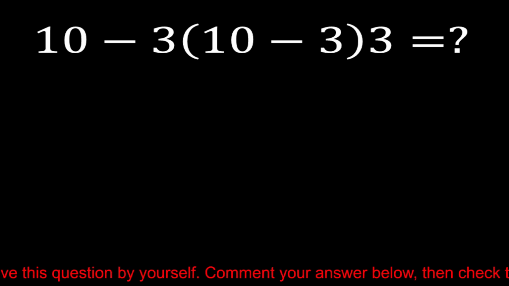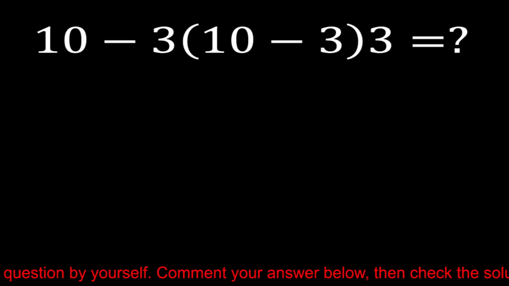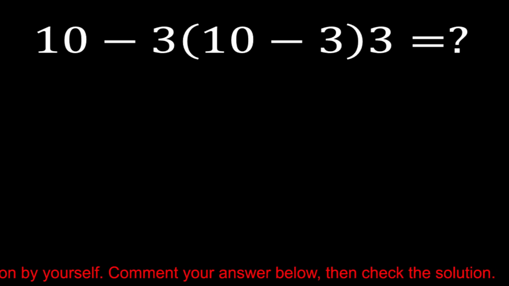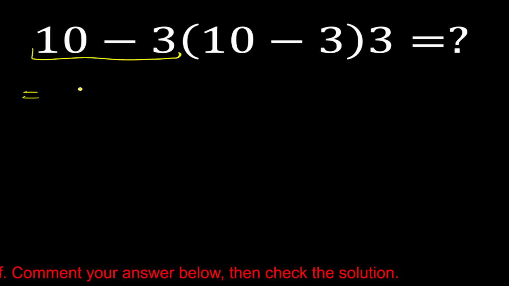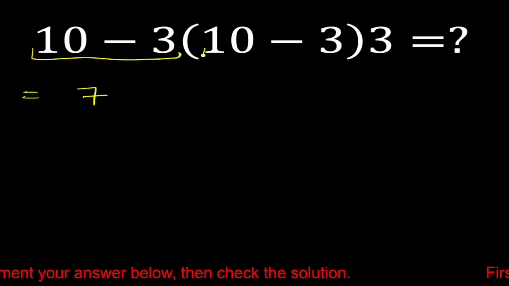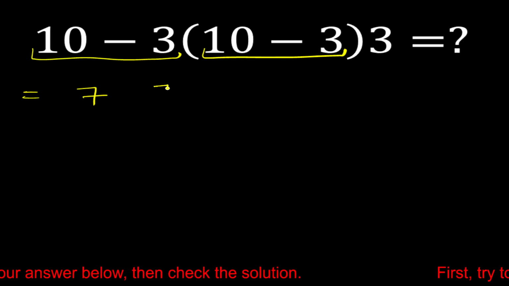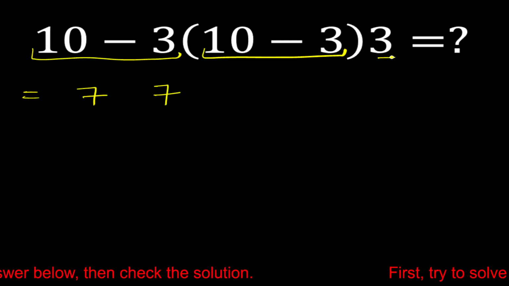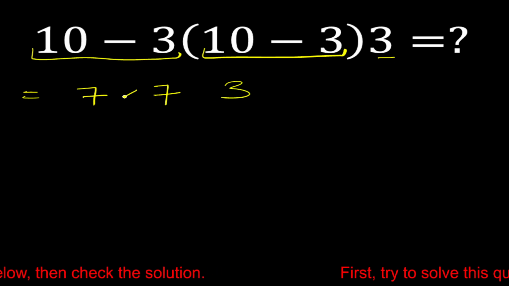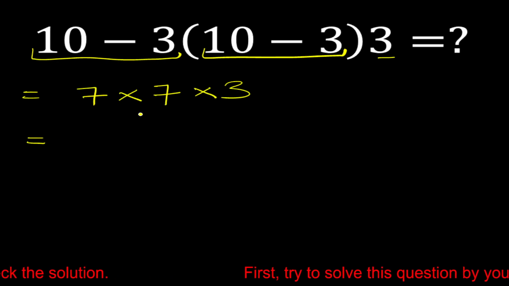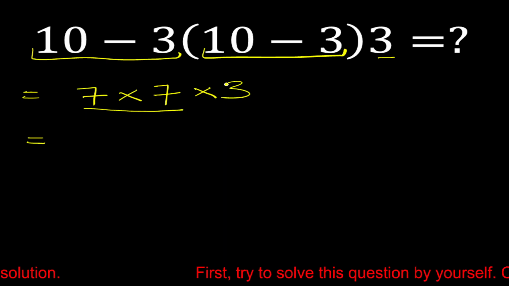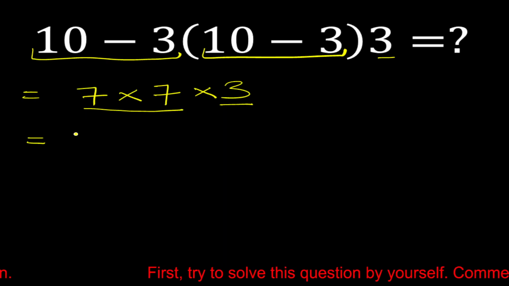So most people solve this question like 10 minus 3 is equal to 7. Then again 10 minus 3 is equal to also 7. Then 3. Now 7 multiply 7 multiply 3. Okay. So 7 multiply 7 is equal to 49. 49 multiply 3 is equal to 147.